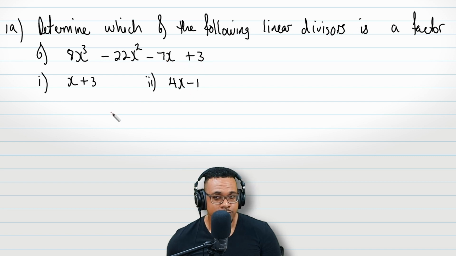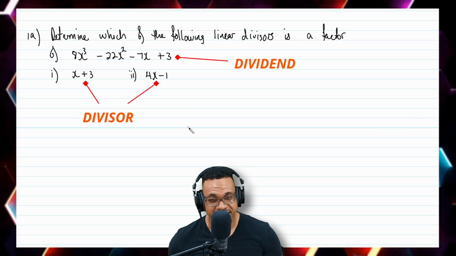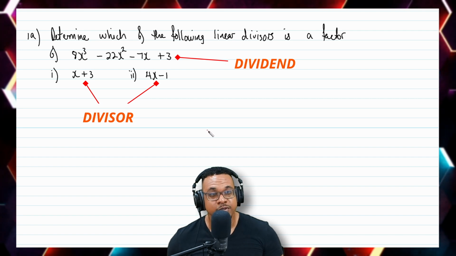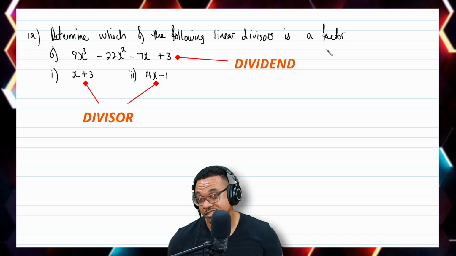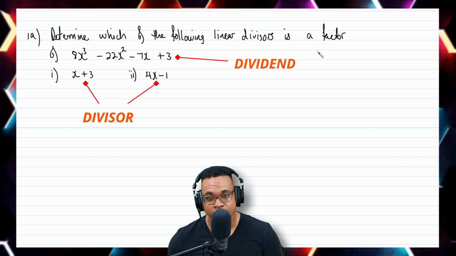For part 1 of the question, my linear divisor is x plus 3, and for part 2 of the question, my linear divisor is 4x take away 1. Now what we're going to do here is just like the remainder theorem. Actually, it is the remainder theorem. The only difference is that when we have a factor, the remainder is equal to zero. I'll put the link in the description for my video on remainder theorem, or you can click the card at the top here.